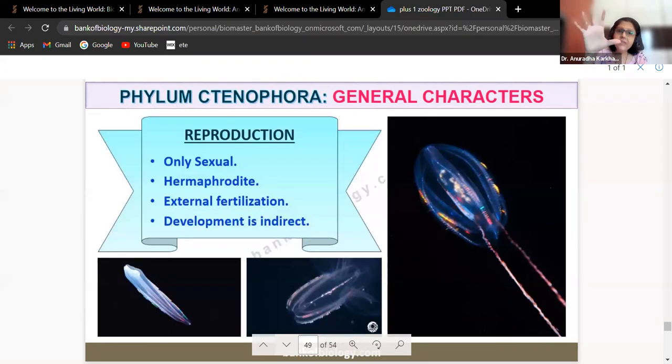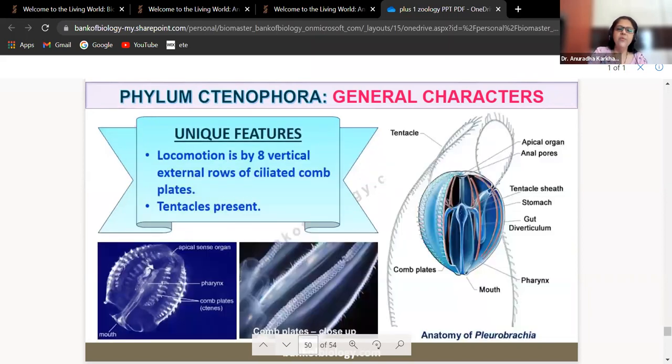Reproduction, only sexual. Now, this is something which is very unique, isn't it? They are going to have only sexual reproduction, that is going to be the available option. They are hermaphrodites, external fertilization, development is indirect. So you know the meaning of all these now. What is a unique feature? Locomotion is by 8 vertical external rows of ciliated comb plates.